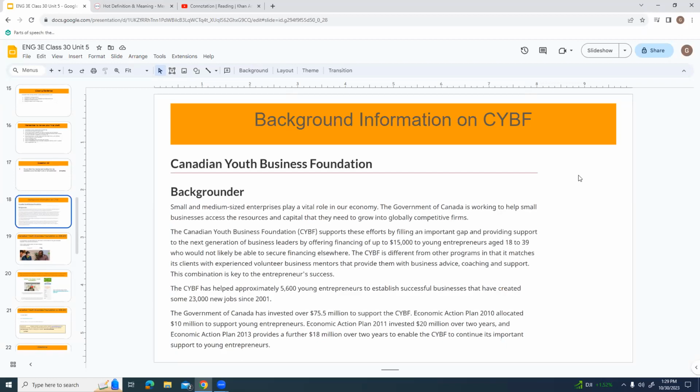Economic Action Plan 2010 allocated $10 million to support young entrepreneurs. Economic Action Plan 2011 invested $20 million over 2 years, and the Economic Action Plan of 2013 provides a further $18 million over 2 years to enable the CYBF to continue its important support to young entrepreneurs.